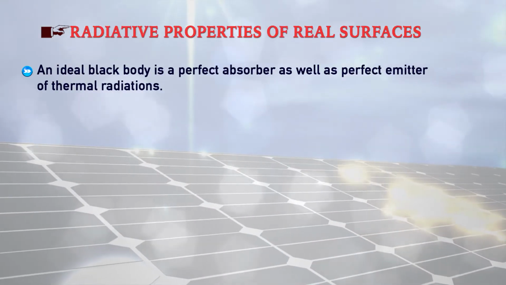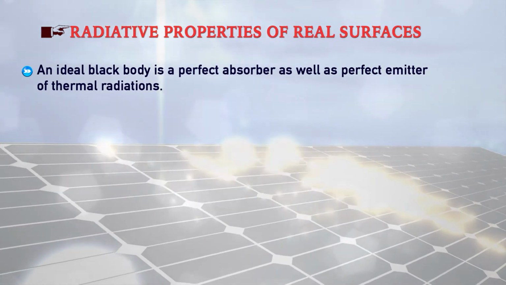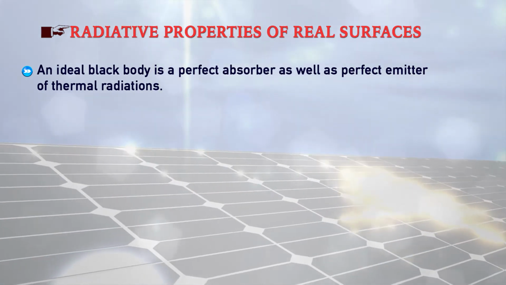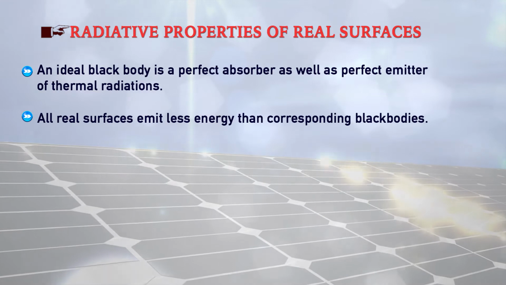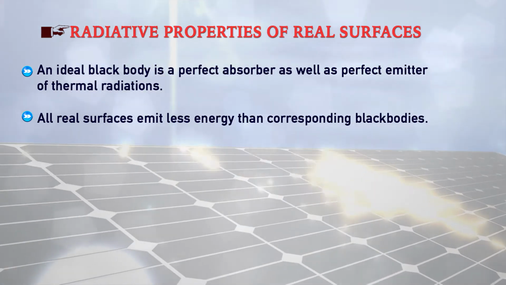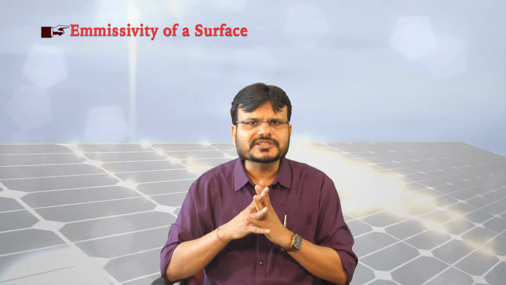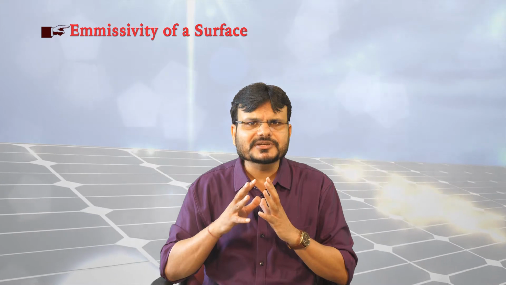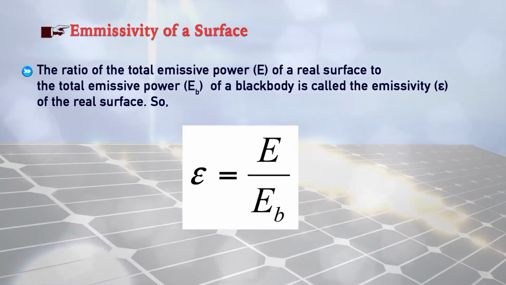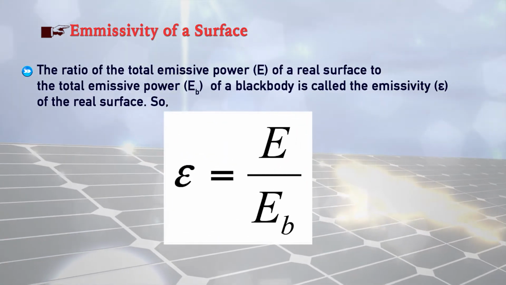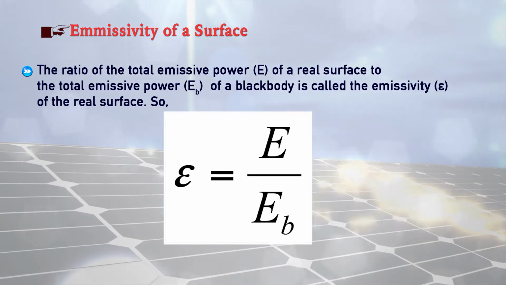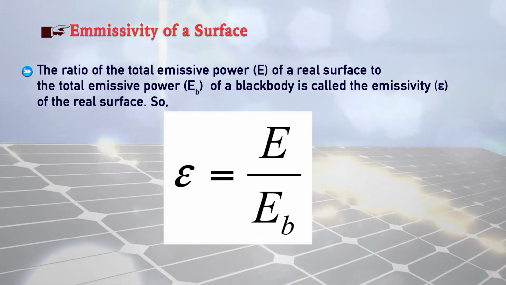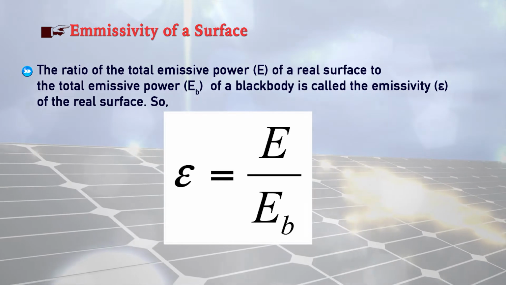An ideal black body is a perfect absorber as well as perfect emitter of thermal radiation. All real surfaces emit less energy than corresponding black bodies. Now we have to understand what is the emissivity of the surface. So emissivity of the surface can be defined as the ratio of total emissive power of a real surface to the total emissive power of a black body, and it is called the emissivity of the real surface.